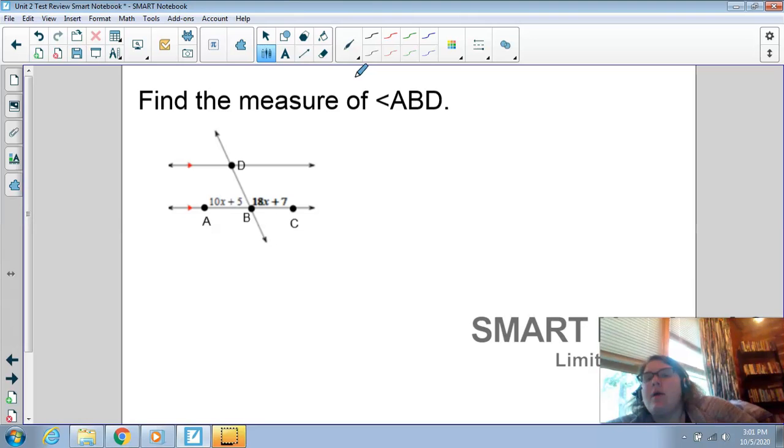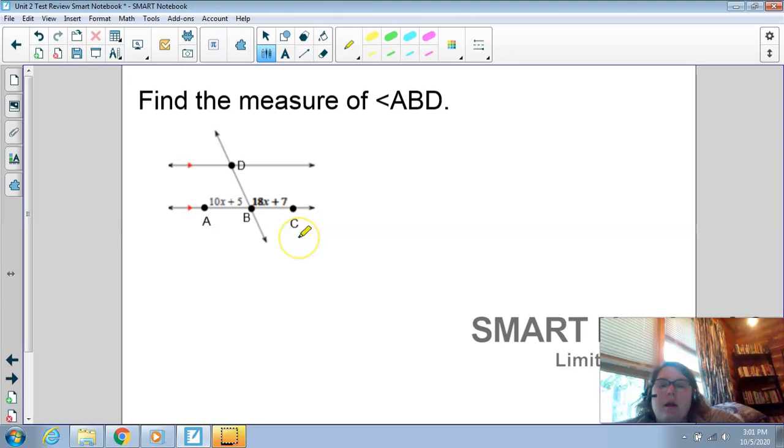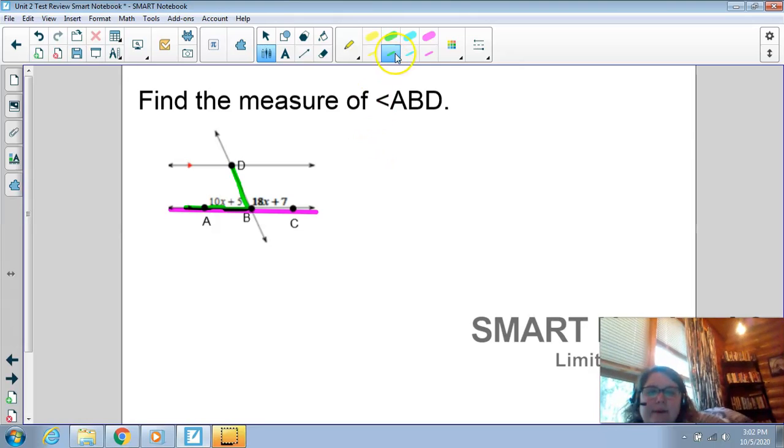Question 4, it says find the measure of angle ABD. So we have to be really careful with this one and figure out what we're actually looking for. It's not just looking for the value of x. If I look at this, I have a straight line right here. I have ABC, which makes a straight line. ABD and DBC are a linear pair, so I'm going to use that to help me solve this. So if I'm trying to solve this, I have ADB, which is worth 10x plus 5.